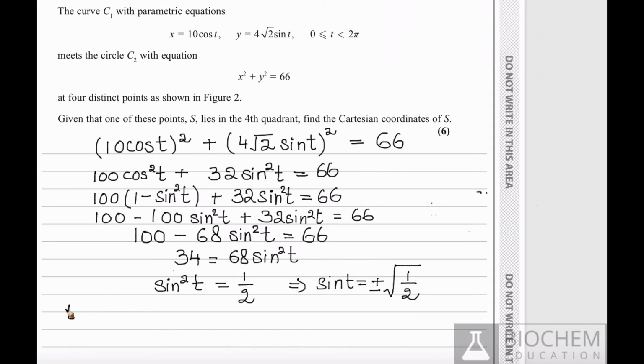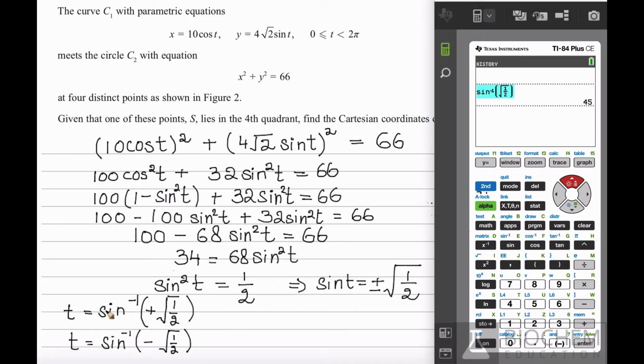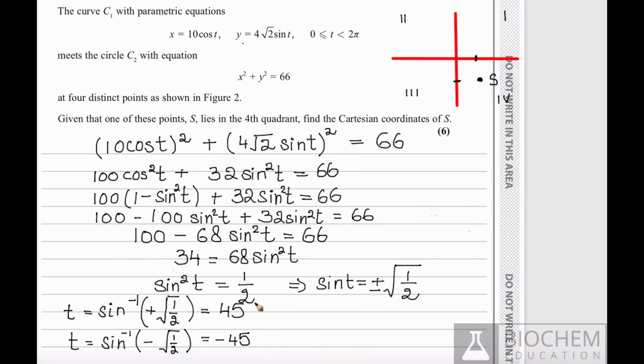We can find the value of t by taking sine inverse of this value. So t therefore equals sine inverse under root 1 over 2, which is the positive value. And t can also be found by taking sine inverse of the negative value, which is negative under root 1 over 2. Inputting into the calculator will give us an answer which is 45, and for this one, we will get an answer which is negative 45 degrees. Now we can use these angles to find the point of intersection in the 4th quadrant.